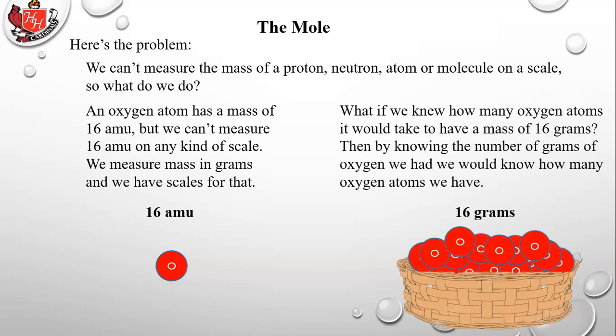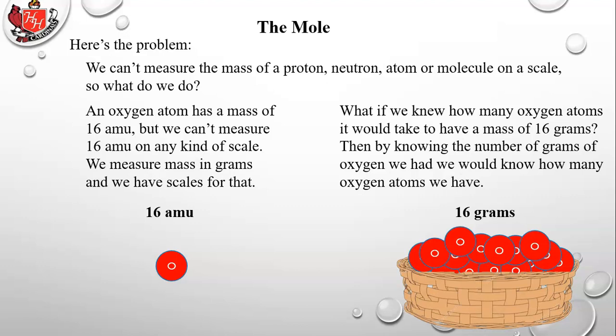So what if we knew how many oxygen atoms it would take to have a mass of 16 grams? In other words, the same number, 16, but instead of atomic mass units, it's in grams. There's some number of oxygen atoms that if you got that, just that number, it would be exactly 16 grams. So the only thing that would change is the unit of measure. Then by knowing the number of grams of oxygen we had, we would know how many oxygen atoms we have.